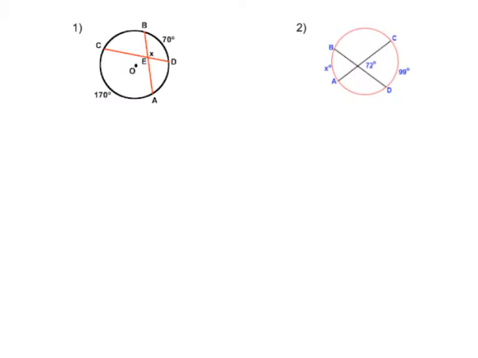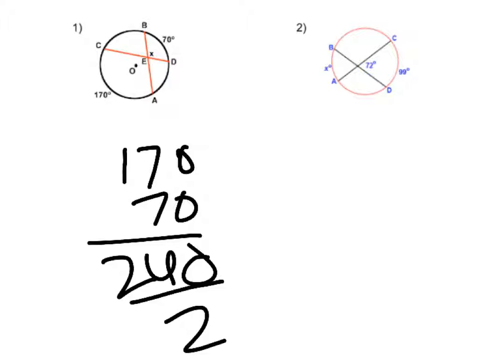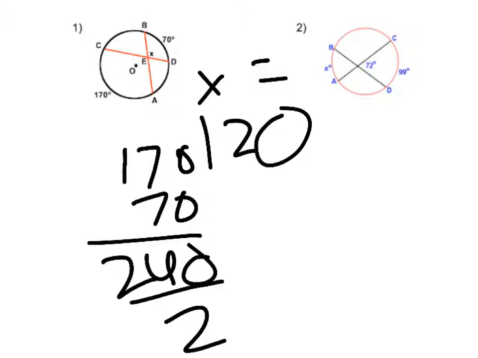The last theorem is the measure of an angle formed by two lines that intersect inside of a circle will be 1/2 the sum of the measure of their intercepted arcs. Let's try this out. 170 plus 70 is going to be equal to 240, and half of 240 is going to be 120, so we can say that x is equal to 120.